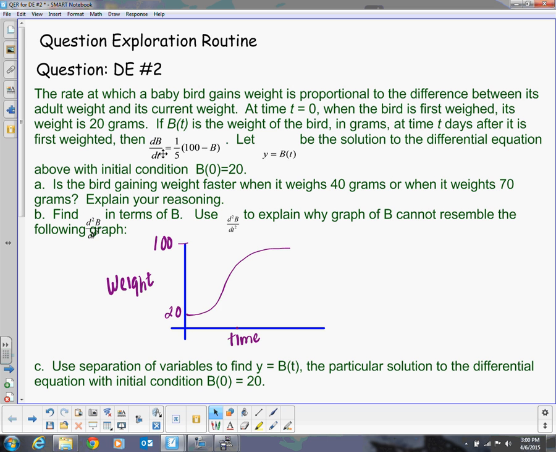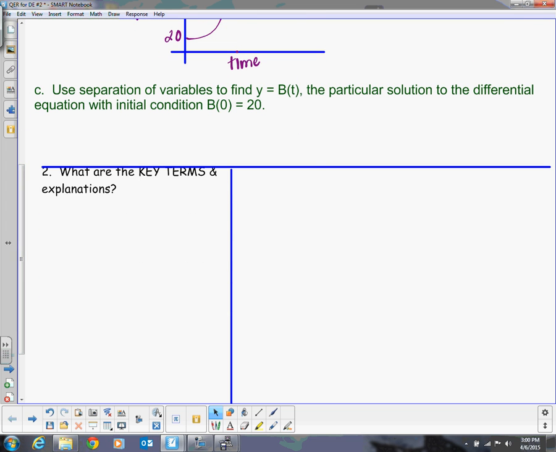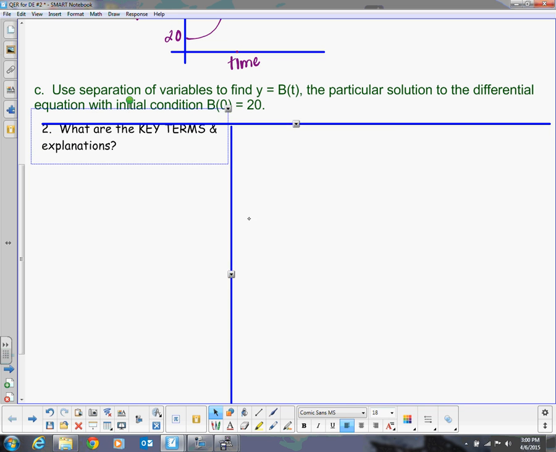All right, so it says the rate at which a baby bird gains weight. So the first thing I want to focus in on is the fact that it used the word rate. Keyword there, rate. What does that tell me? It tells me that we're dealing with a derivative.